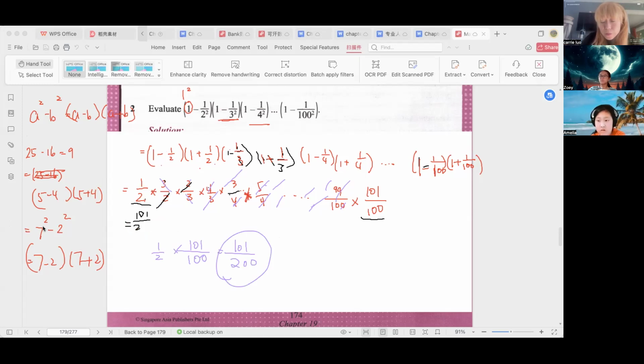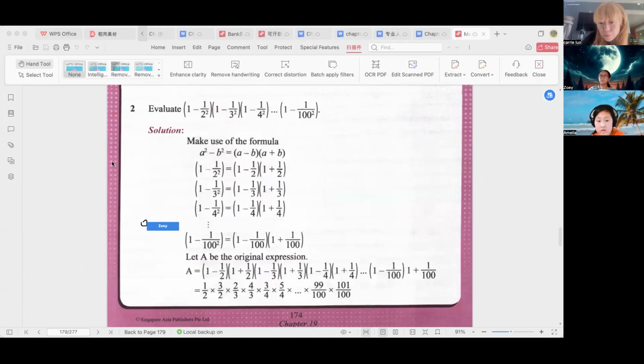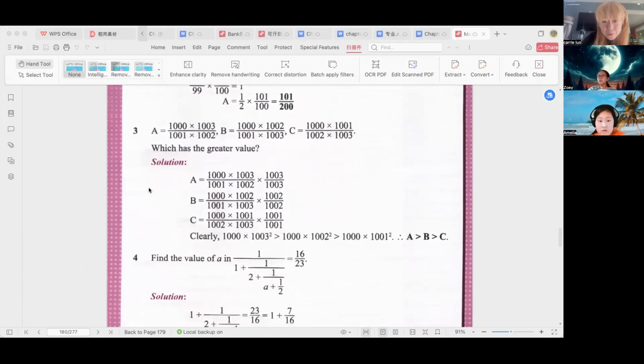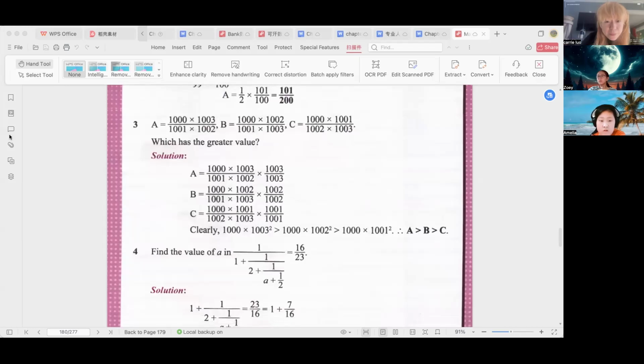Yes. Okay. Amelia, there's nothing, but you need to do it. If you just look at it, nothing is going to happen. Okay, so let's take a look at this one. This one's easy. We just take a look, okay? So we have A, B, C, 3 numbers. So A equals 1,000 times 1/1003 over. So I want you to compare the 3 numbers and find out which one is the greatest value.